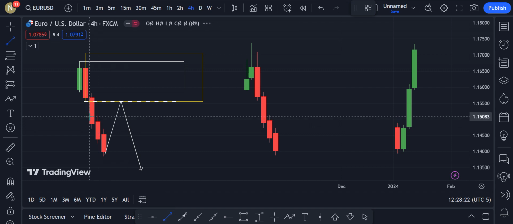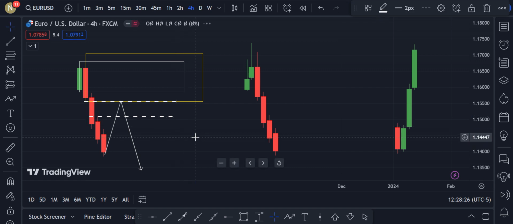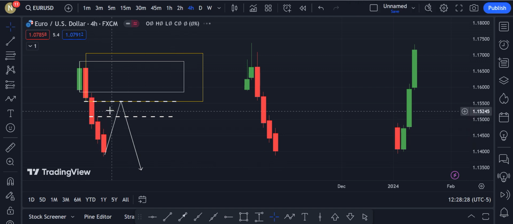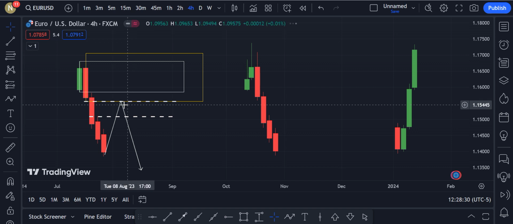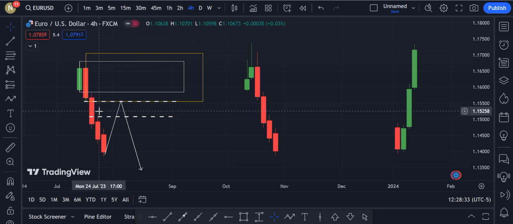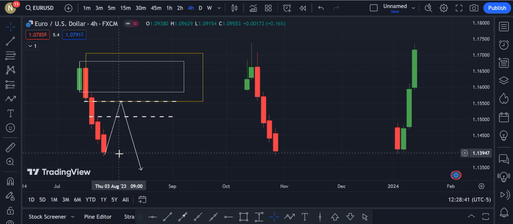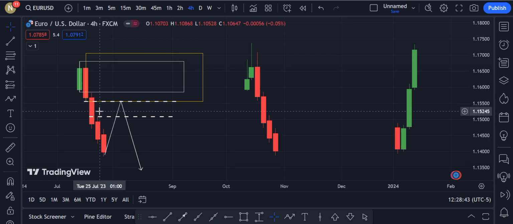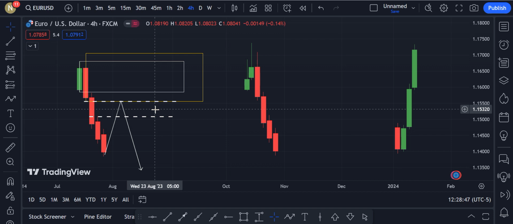Inefficiency: these are the gaps here. So this gap you see here made proof to us that this is a valid order block. This one had the strong impulsive sell moves, they are very strong, and then it created an inefficiency, which is the gap in between here. Some of them call them fair value gaps.